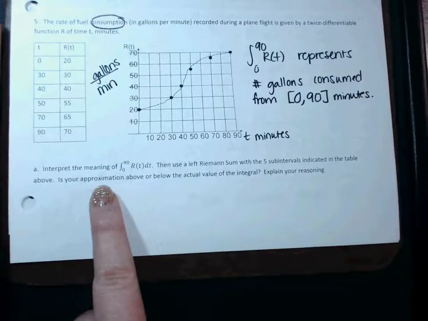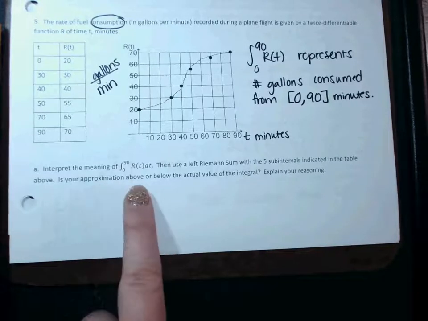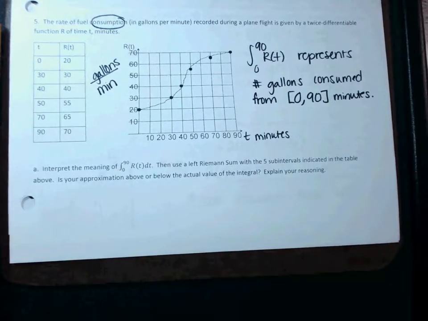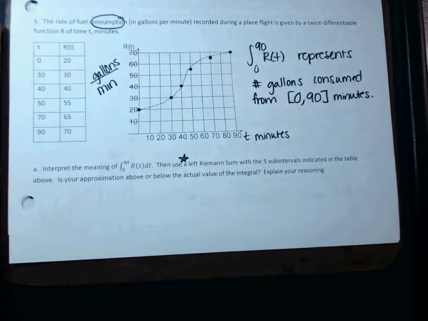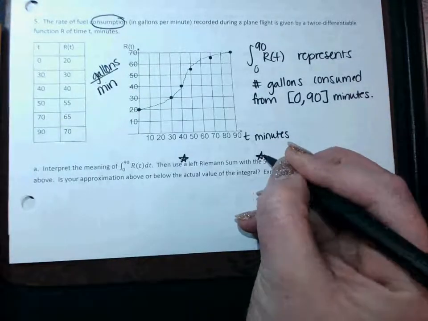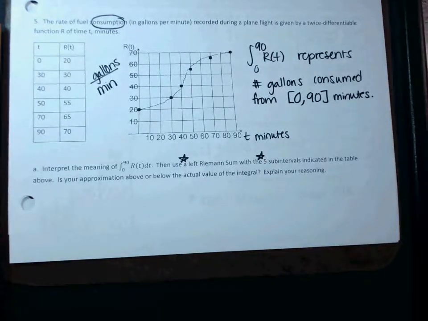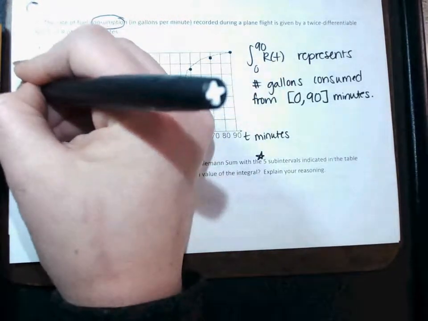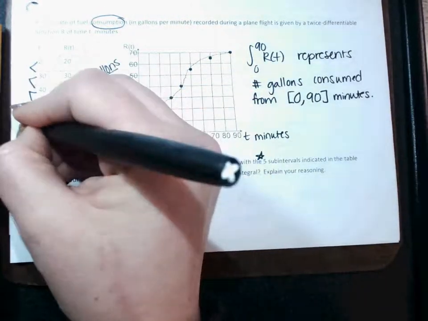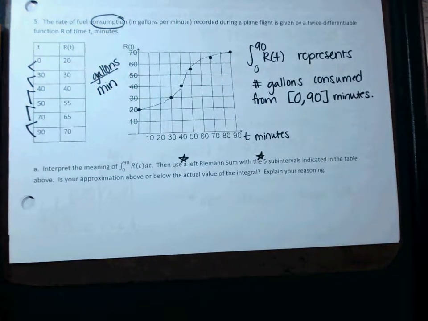What are we going to actually use? What type of Riemann sum? A left. Look right here. A left Riemann sum. How many subintervals, how many rectangles are we going to have? 5. So they're going to have to tell you those two details. So I'm going to go from 0 to 30, 30 to 40, 40 to 50, 50 to 70, and then 70 to 90. Those are my 5 subintervals. Now, is the width the same each time, or does it change? It changes, so we're going to have to go one at a time.